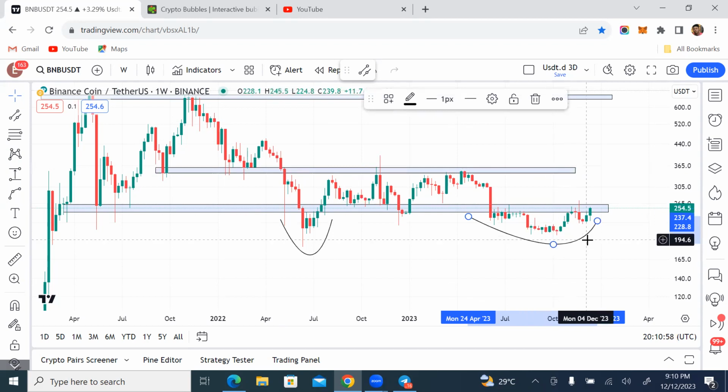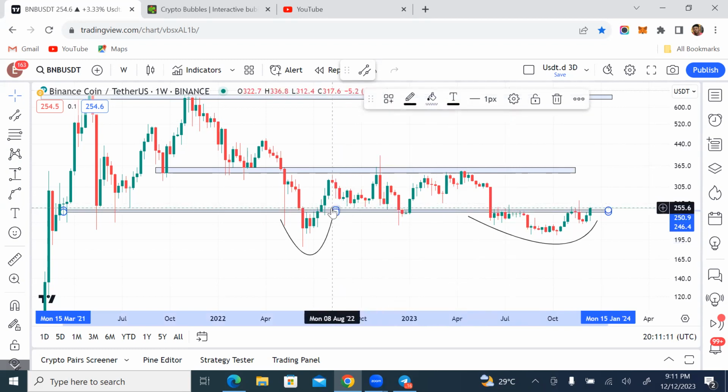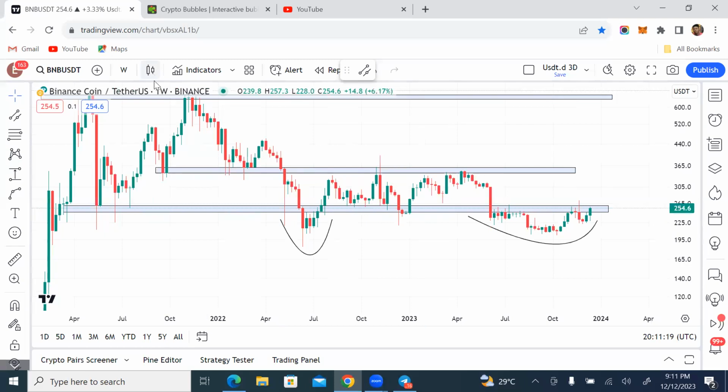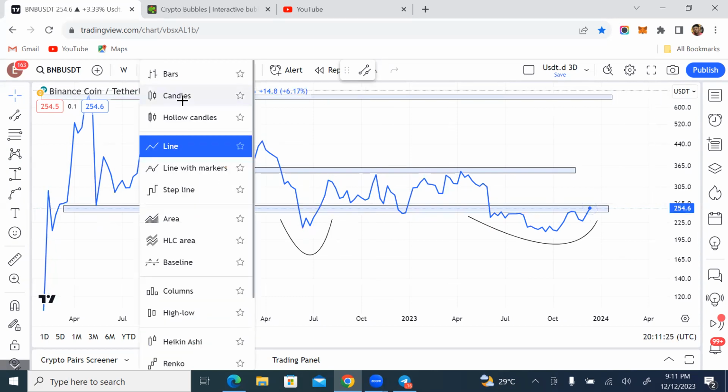So when price gets back into this range and settles above this range, then we should be looking for buy opportunities. When price gets above this range, we should be looking for buy opportunities.